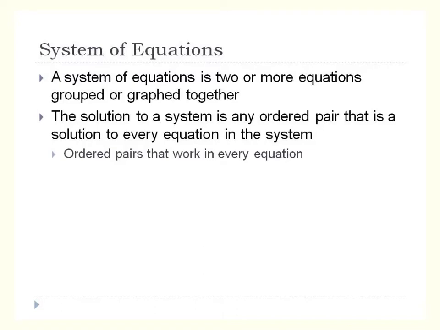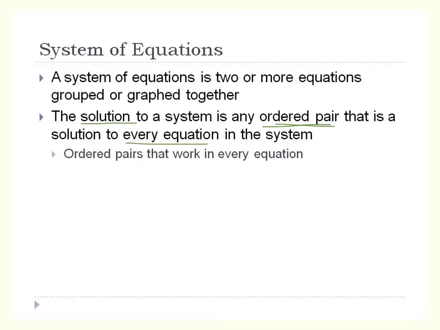And so what is a system of equations? A system of equations is two or more equations that are grouped or graphed together. So instead of just looking at one equation, we're going to be looking at two. The solution, this is important here, the solution to a system is any ordered pair that is a solution to every equation. In other words, it's going to be, or it could be, where they cross.